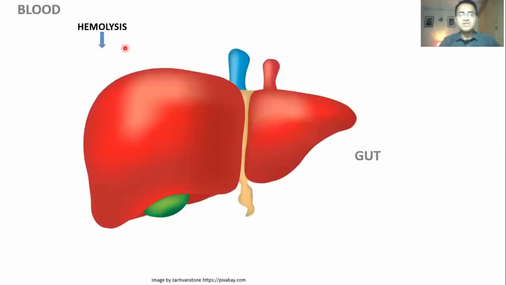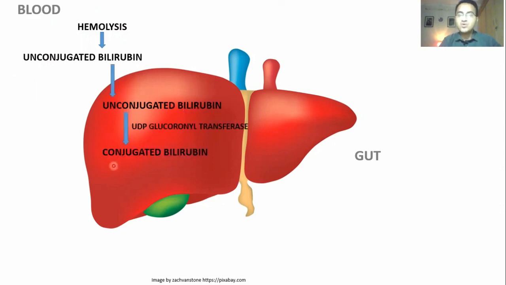Bilirubin is formed whenever there is hemolysis and RBC breakdown. RBCs contain heme and that heme is converted to unconjugated bilirubin. Unconjugated bilirubin is water insoluble. It binds to albumin and is transported to liver, where unconjugated bilirubin is converted to conjugated bilirubin by a rate-limiting enzyme, UDP glucuronide transferase. Conjugated bilirubin is water soluble. Water-soluble conjugated bilirubin is thus excreted in gut.